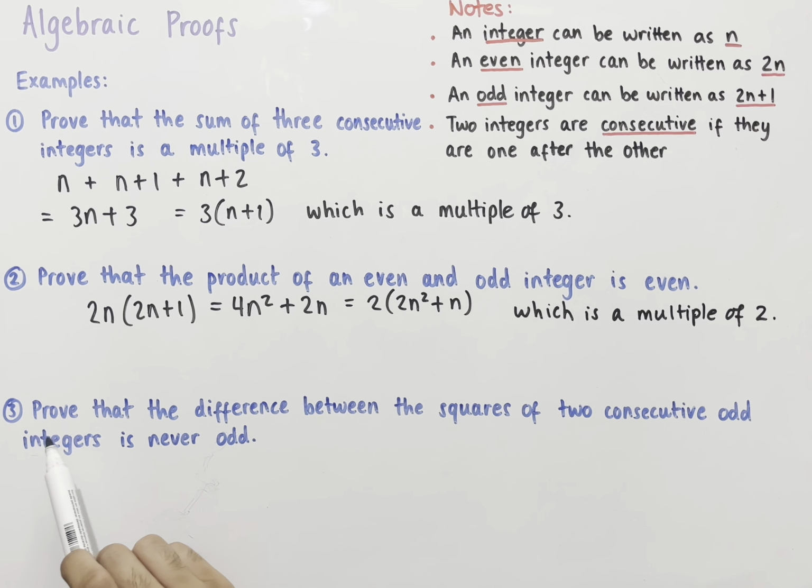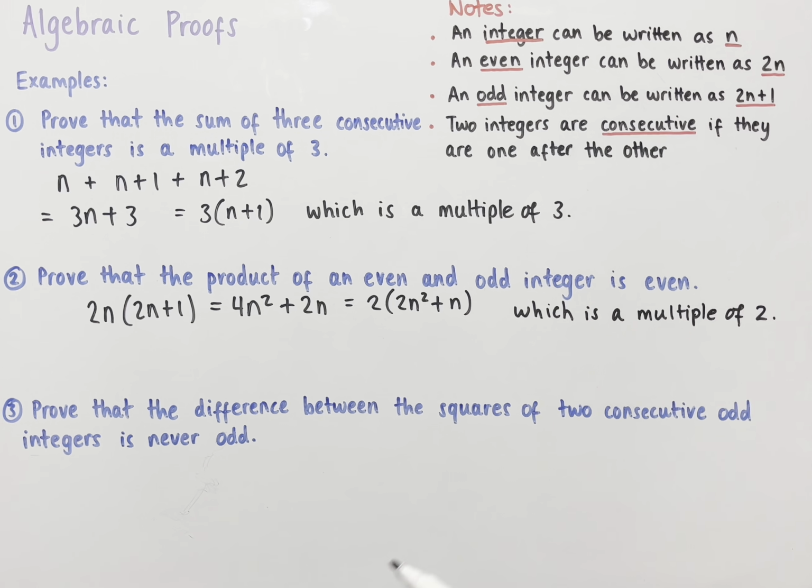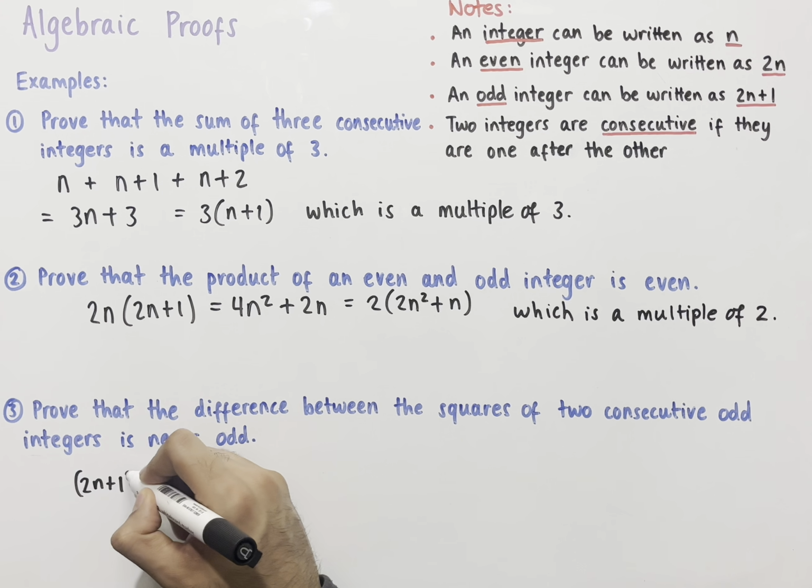Now the final example says, prove that the difference between the squares of 2 consecutive odd integers is never odd. So the first thing we need to think about is what the word difference means. This means subtraction, and then the squares of 2 consecutive odd integers can be written in the following way. We know that an odd integer can be written as 2n plus 1. Since we're looking at the square of this, we're now going to square all of this.